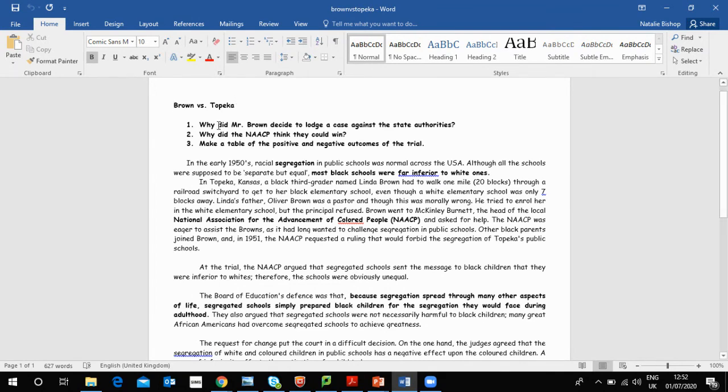Answer these 3 questions. So why did Mr. Oliver Brown decide to lodge a case against the state authorities? Why did the NAACP think they could win? Why did they think that they had a good enough case to end segregation in education? Segregation in education, that is a tongue twister. And number 3, make a table of the positives and the negative outcomes of the trial.